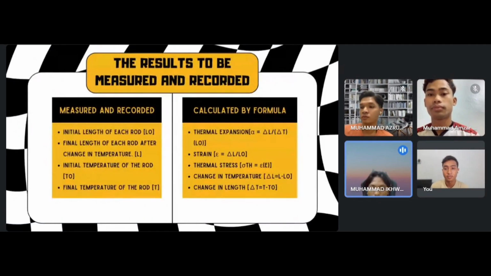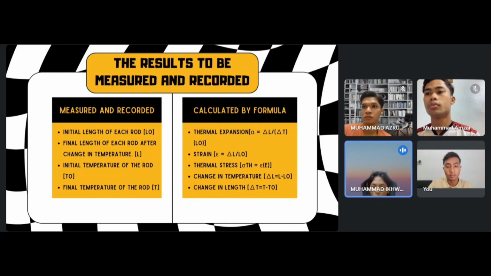In this experiment, the results are divided into 2 different categories, where it is measured and recorded by the apparatus and calculated by the formula. Initial length and final length of each rod, which are denoted as L naught and L respectively, after change in temperature are recorded. The initial temperature of the rod and the final temperature of each rod, T naught and T, were recorded.